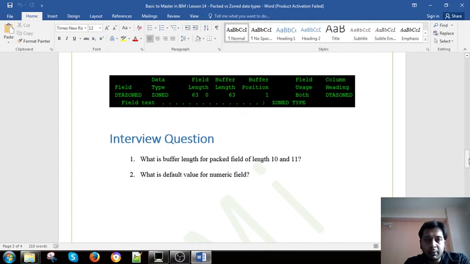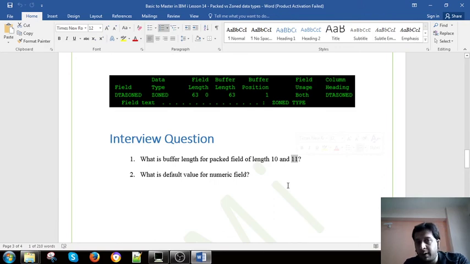Let's take some questions. What is the buffer length for a packed field of length 10 and 11? This will be 6 bytes, because for each byte there are 2 digits and 1 is for the sign, so 11 digits in total. For 11 it is also 6 bytes. But if you declare zone, it will be 10 bytes and 11 bytes respectively.